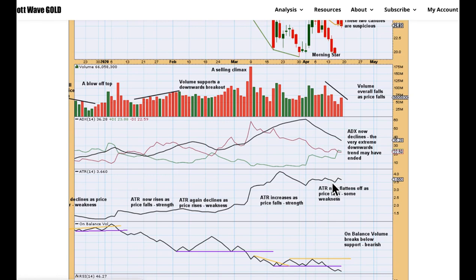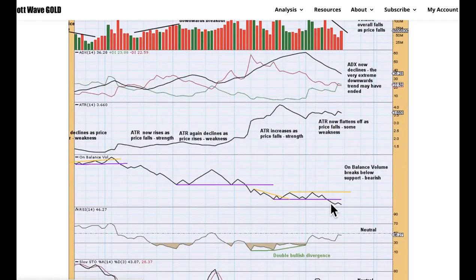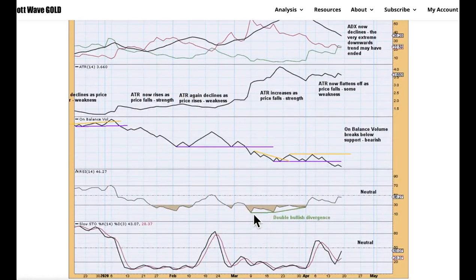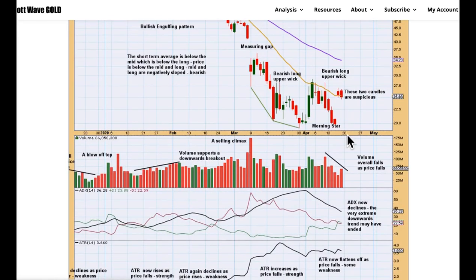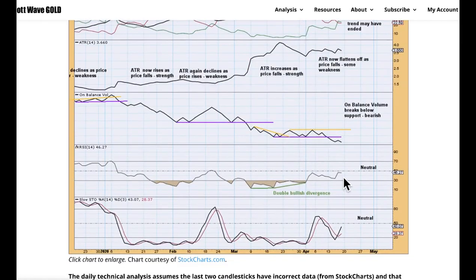There is now some weakness. On balance volume, the last signal it gave was bearish. There is longer term bullish divergence developing. I don't think that the last couple of days is accurate here for RSI though, but we would still probably be seeing some mid to longer term, or mid-term really, bullish divergence developing between price and RSI.